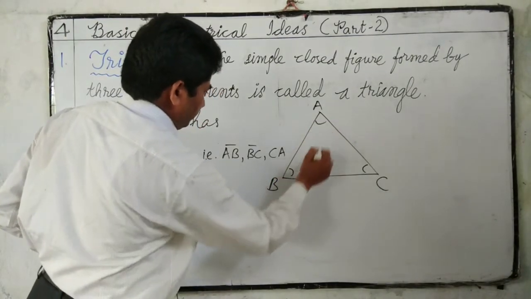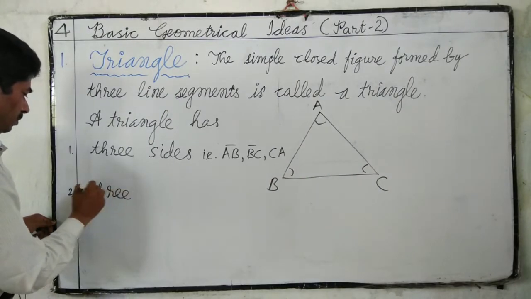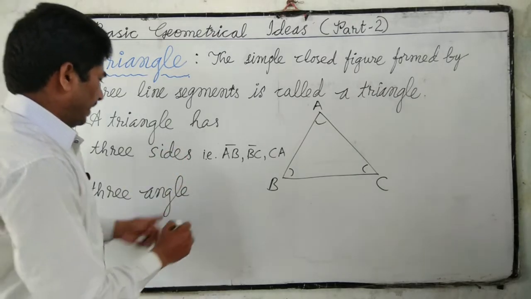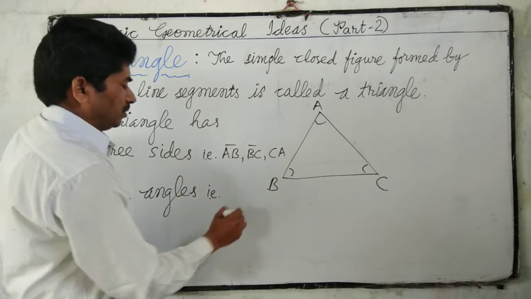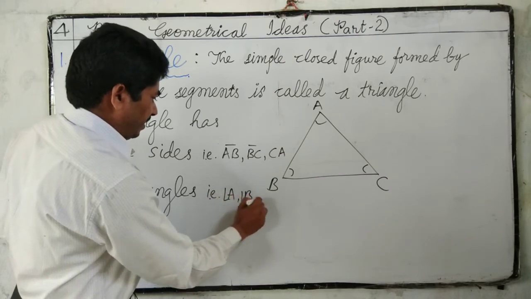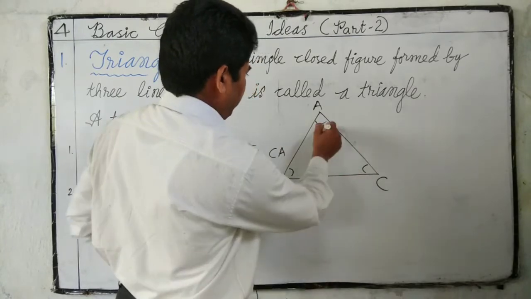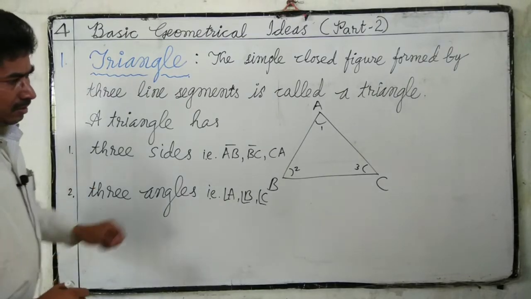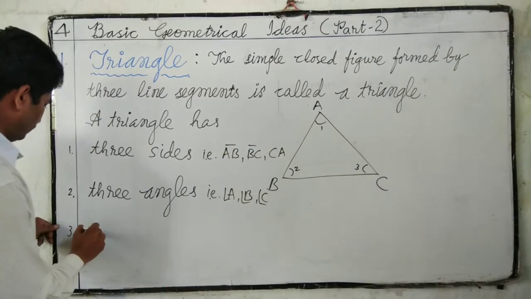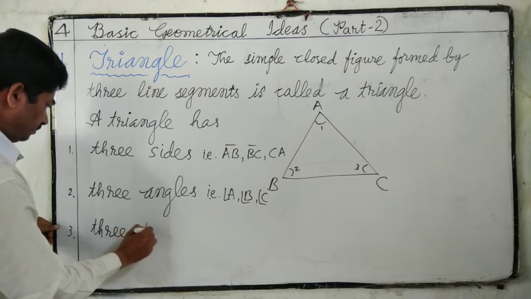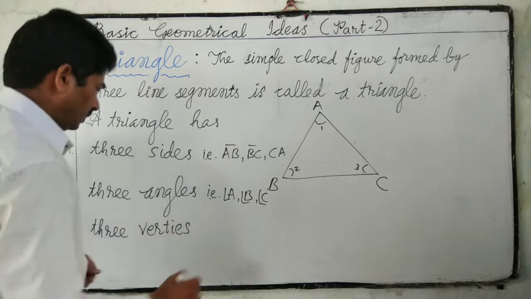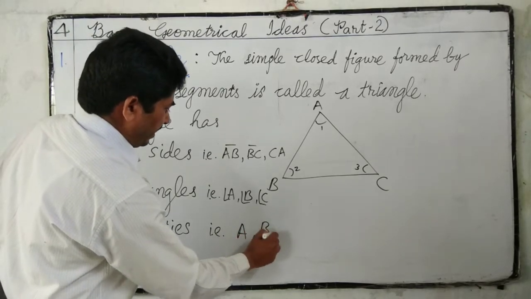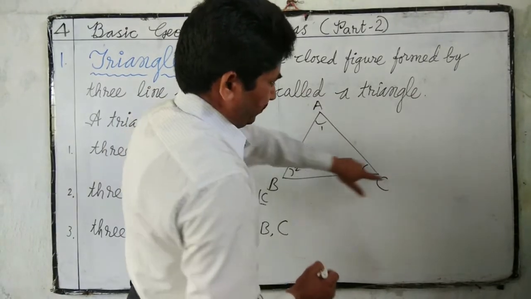A triangle has three angles. Those are angle A, angle B, angle C. It also has three vertices. Those are A, B, C.